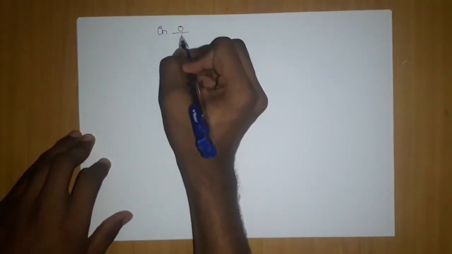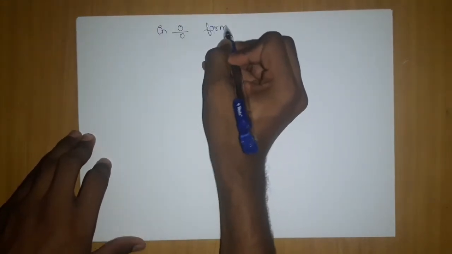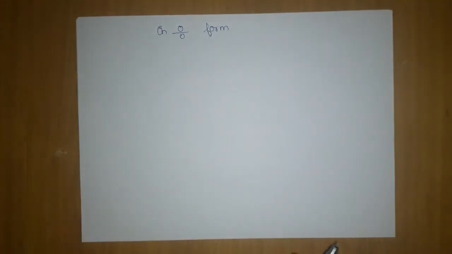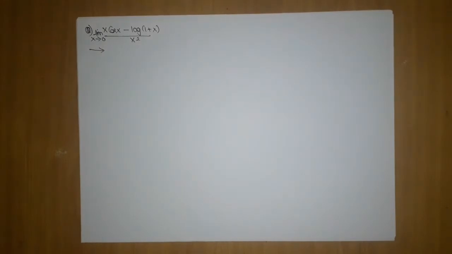Hello guys, so we are back again in the second lecture of limits, and in this session we are going to do some more questions on 0 by 0 form. Till now we have done two questions and now we are going to do some more questions. So the next question which we are going to do is as follow. The question is limit x tends to 0 x cos x minus log 1 plus x upon x square.